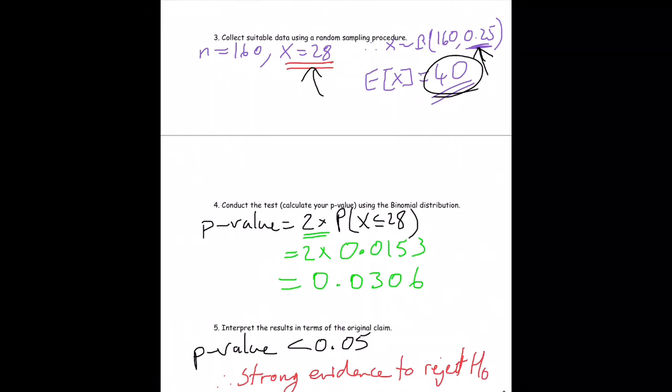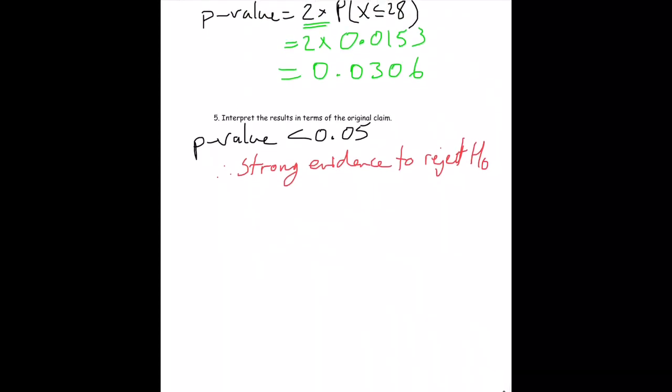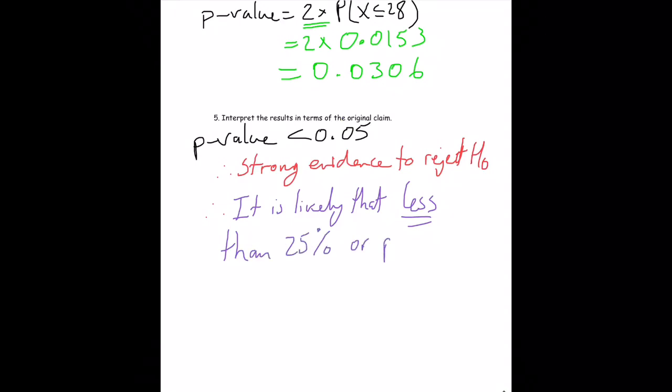And in this case, instead of just saying what H1 means, that the proportion of people using the credit card is different from 25%, I actually know that because my value was less than what I was expecting, it is likely that less than 25% of people use a credit card.